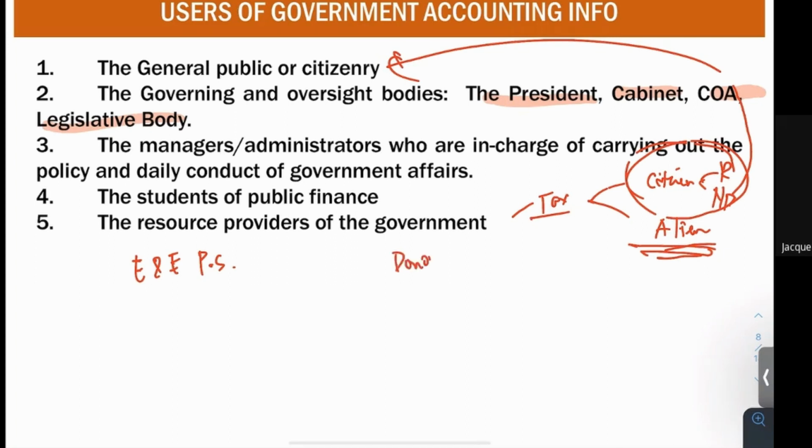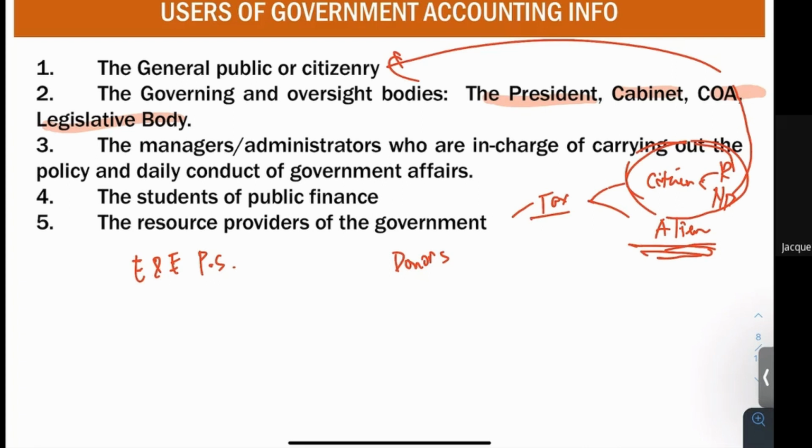Another resource provider is your donor. So the donor, of course, is interested whether their donation is properly made use of, to which it is set aside, whether the accomplishments were in order, whether, of course, it is properly implemented as to the donor imposed restriction on that donation. You can also include here lenders, employees, suppliers. So they are resource providers of the government.